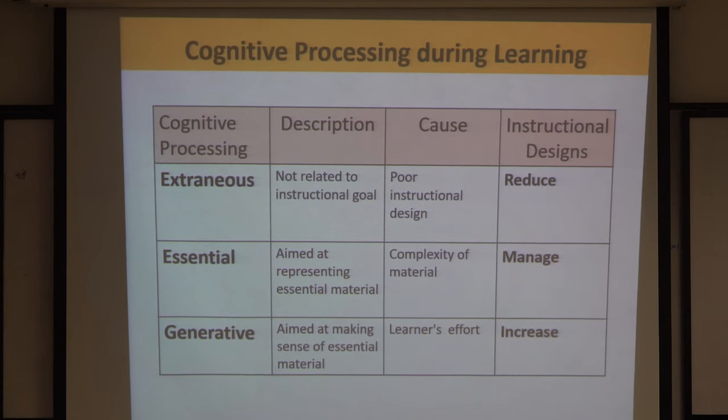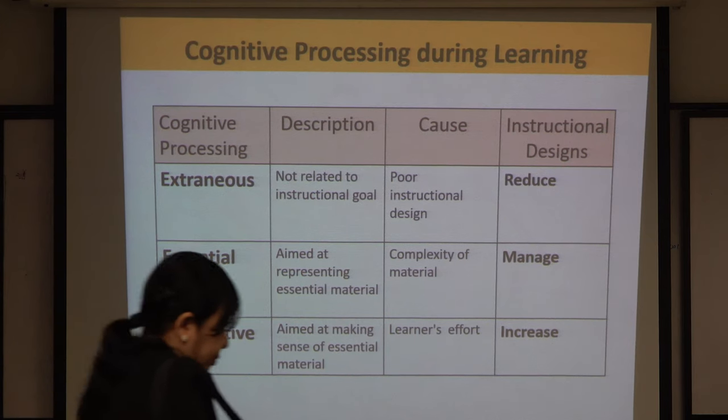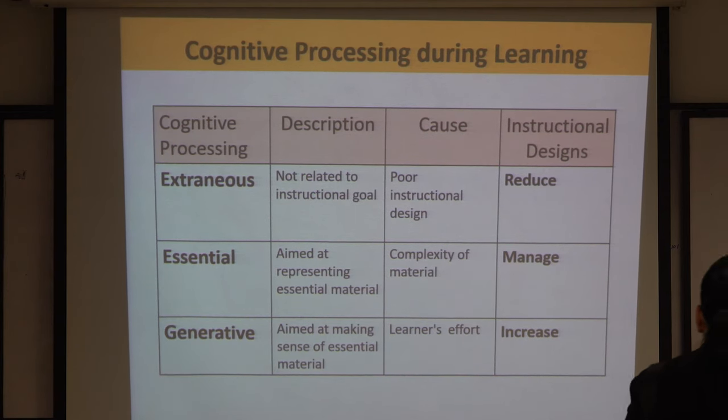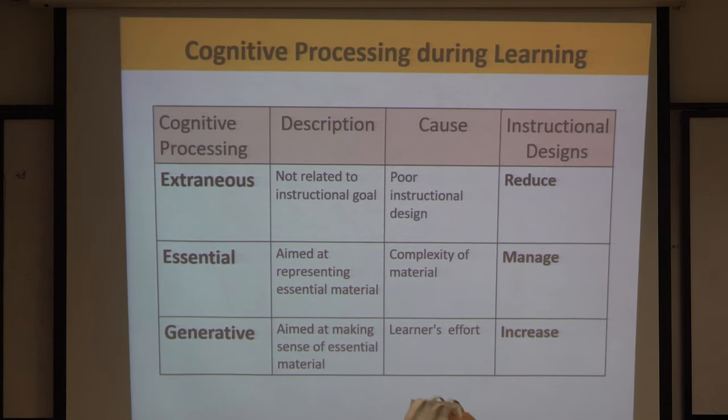It's causing a burden. It's causing a cognitive overload. So it's not related to the instructional goal. If there is a reason that it should be there, it must be related to the objective of your lesson. If it is there for the fun of it, it might actually not be related to the instructional goal. Hence, it is a poor instructional design. And this is called extraneous, and this extraneous brings in extraneous cognitive overload. Now that is what we want to reduce, okay? So we want to reduce this extraneous processing, which is causing an overload in our student.